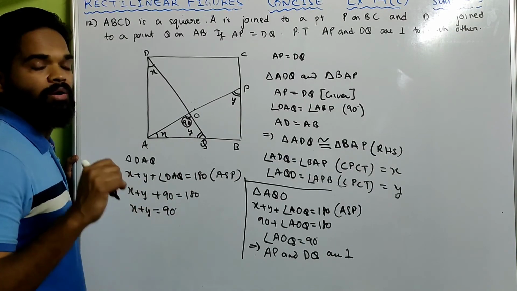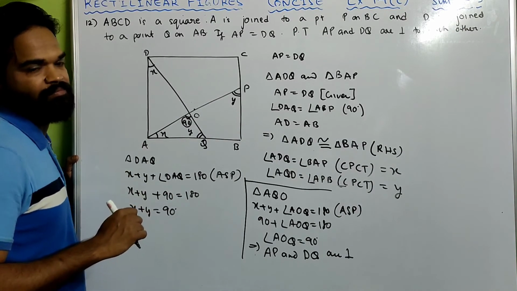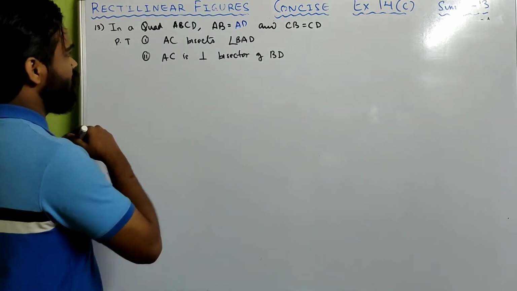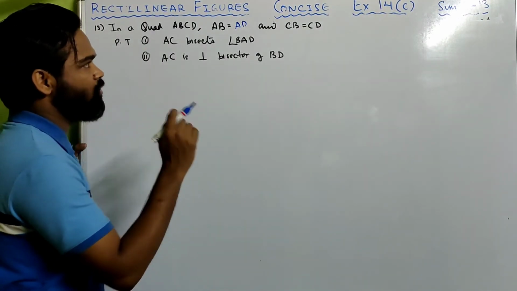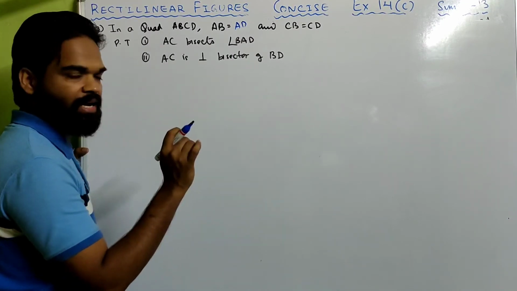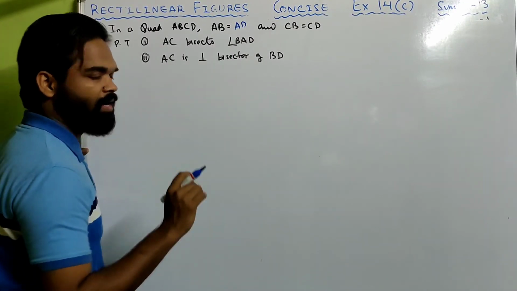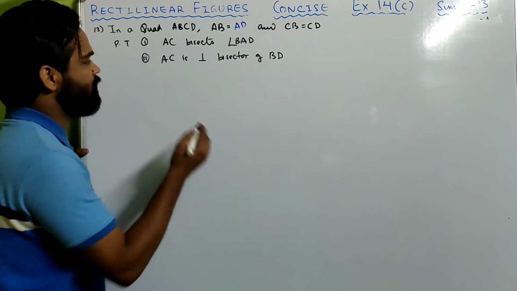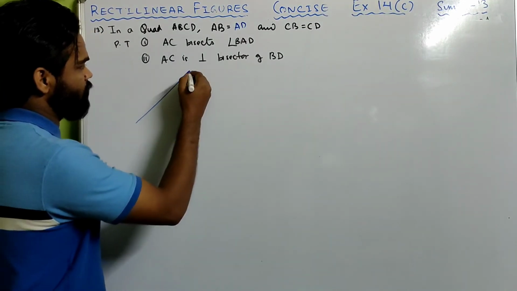Okay. Now let us look at the next sum. Now look at sum number 13. In a quadrilateral ABCD, AB equals AD and CB equals CD, prove that AC bisects angle BAD and AC is the perpendicular bisector of BD. We just draw the diagram.